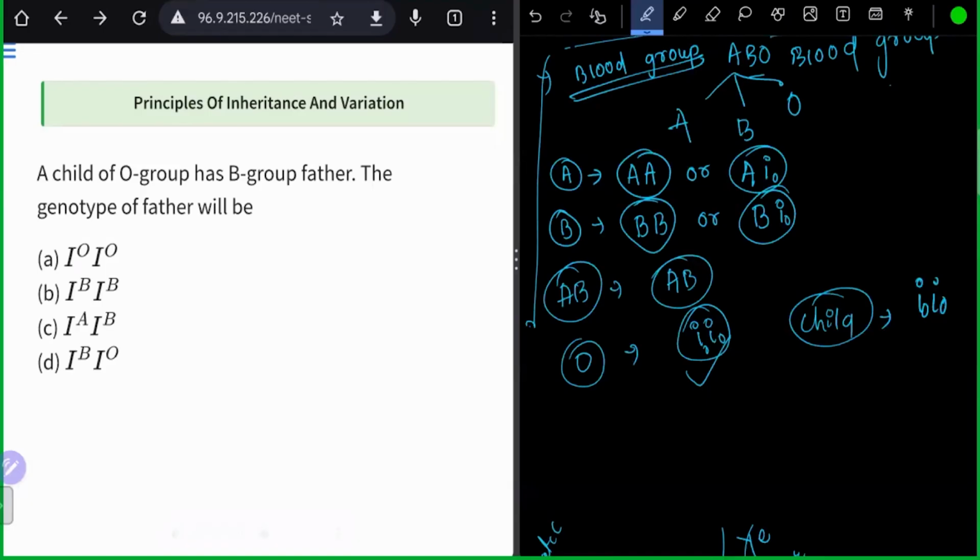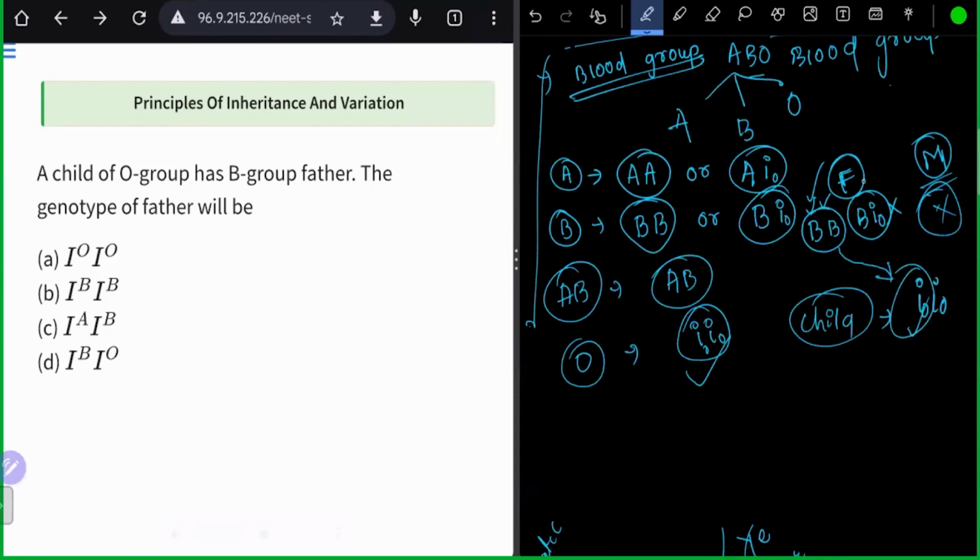Here it is written that the blood group of father is B. Here I have written mother. So father blood group is B. That means it can be BB or BIO, right? So if the pair is BB, then the child never has I as an allele. For mother, there is no information. For father, if there is homozygous condition, then the child will never inherit I gene from the father.